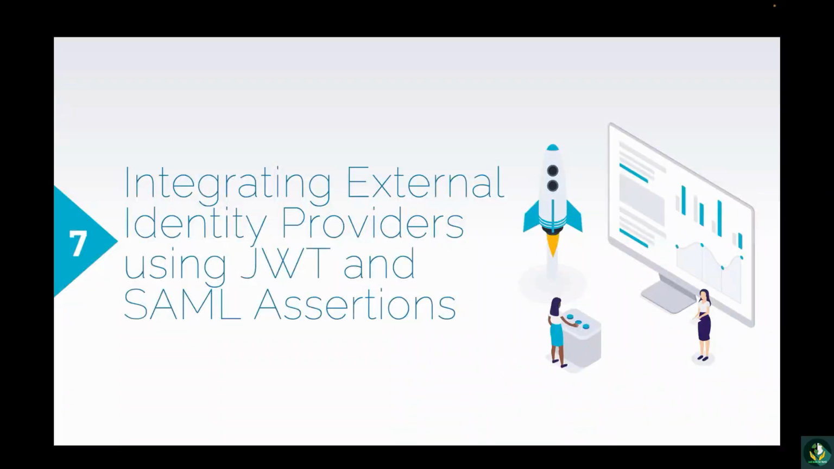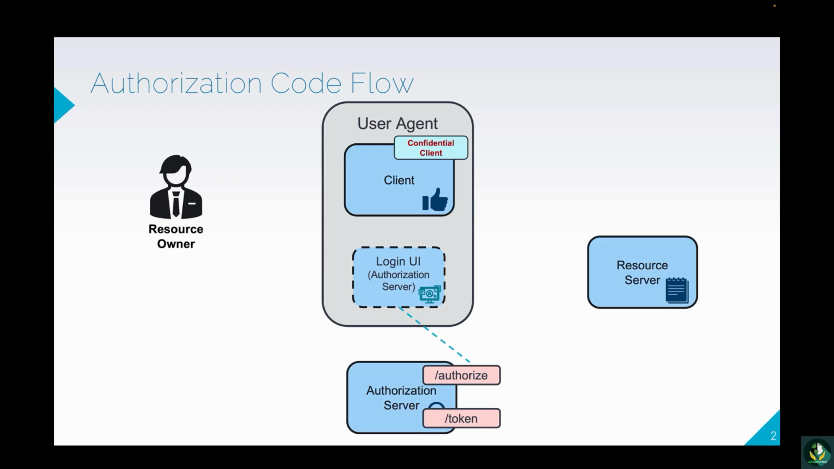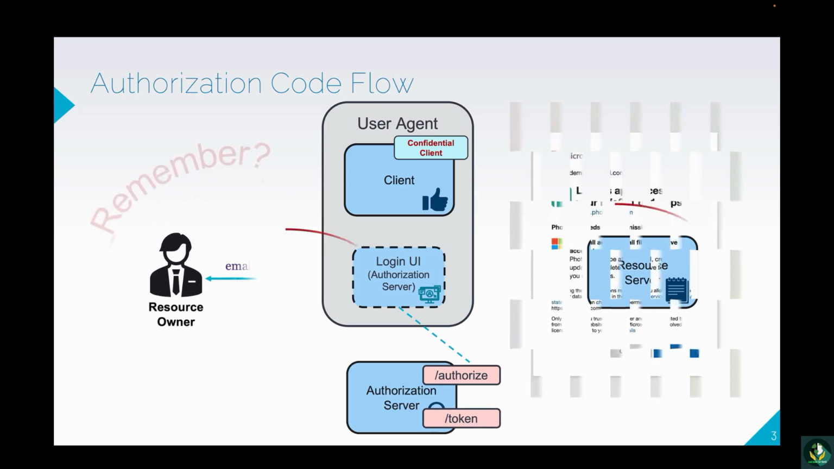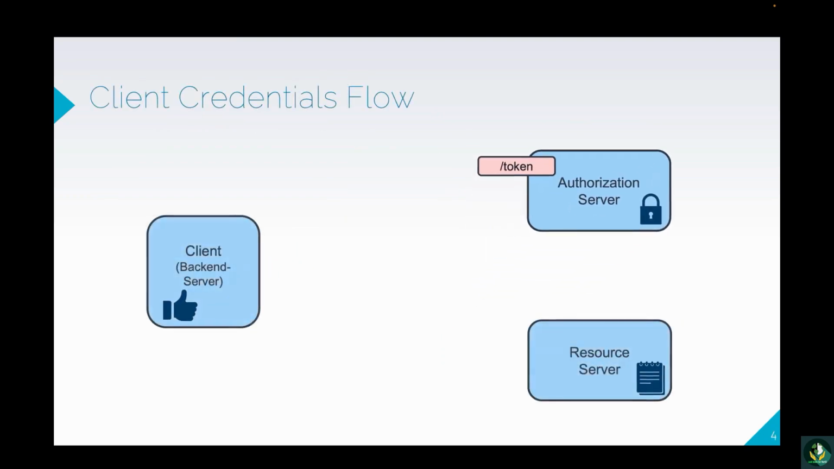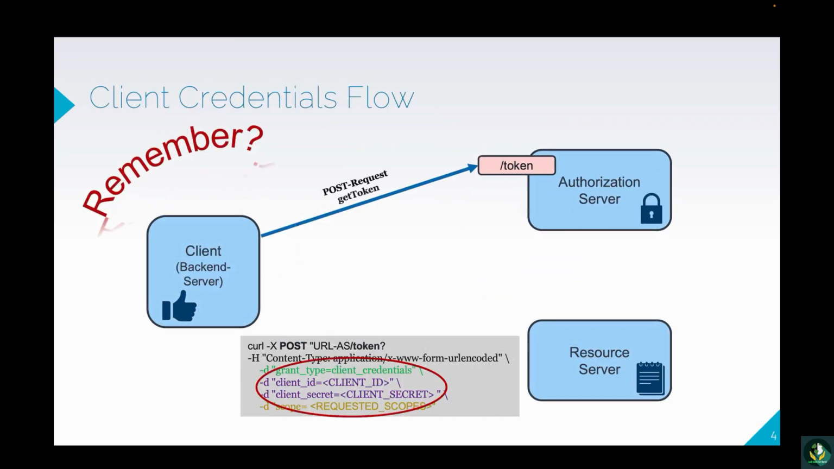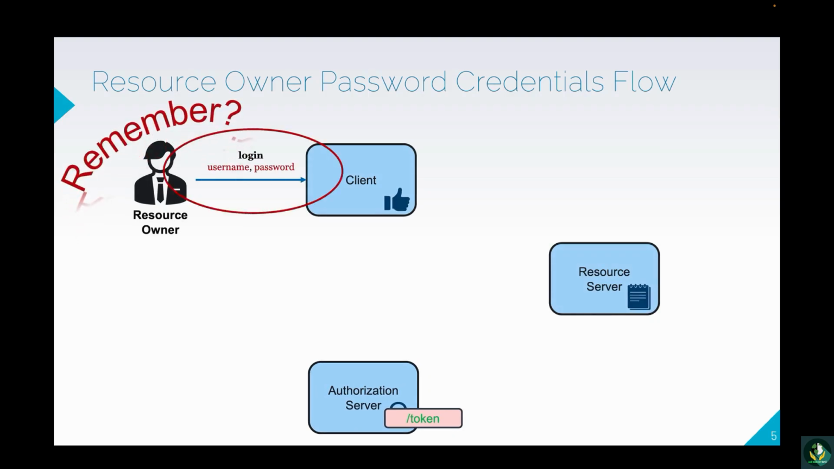Up until now, we have explored various OAuth 2.0 flows. These include the authorization code flow, where the user is redirected to the authorization server for authentication. We have also discussed the machine-to-machine client credentials flow, where the client itself authenticates with the authorization server, and the resource owner password credentials flow, where the user directly authenticates with the client.